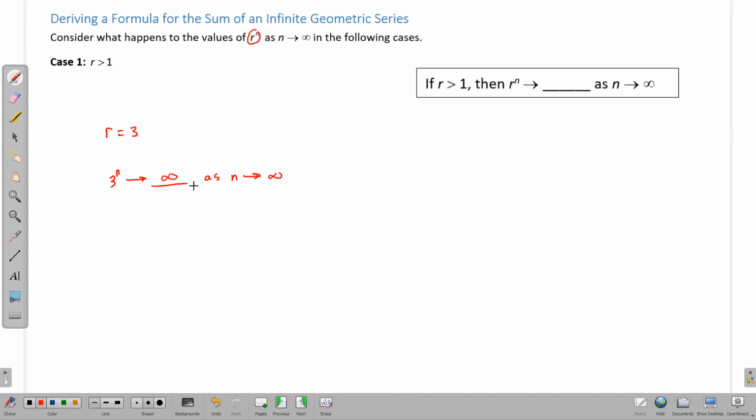R to the n is going to go to infinity if the base of that is bigger than 1. So let's fill that in over here. R to the n goes to infinity as n goes to infinity. We'll see that when this happens in a geometric series, meaning that if you have an r that is bigger than 1, it's not going to converge because of this term here.